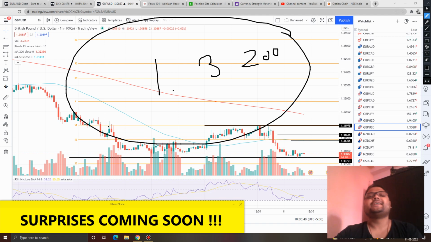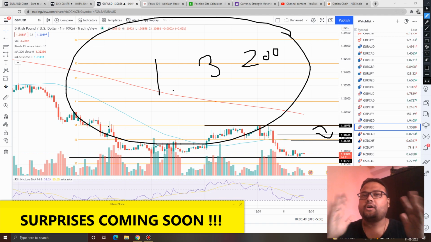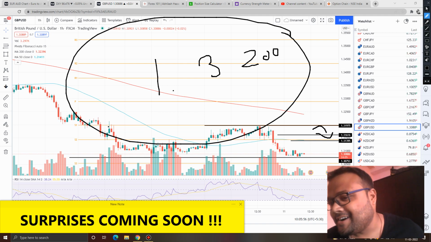Let's see how the market reacts. There is a possibility that the market will face selling around this level. Let's wait and watch. And whatever you do, follow proper risk management and a proper stop loss, because this is my analysis and I can be wrong as well. So protect your hard-earned money and capital.